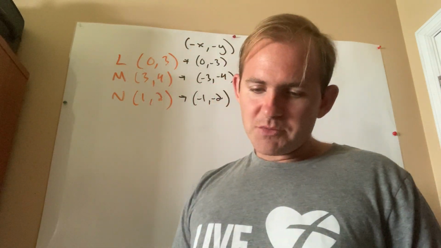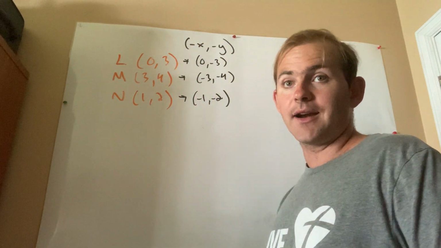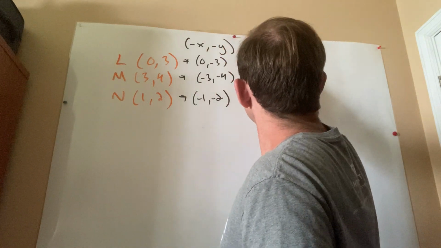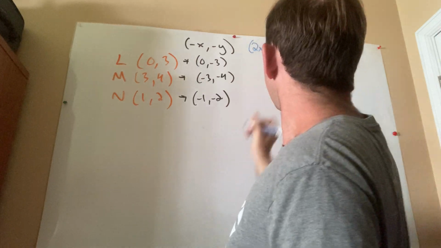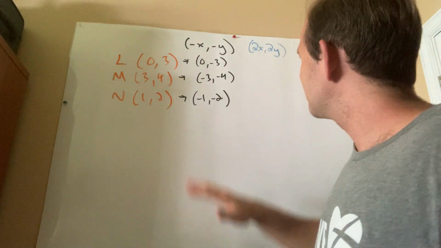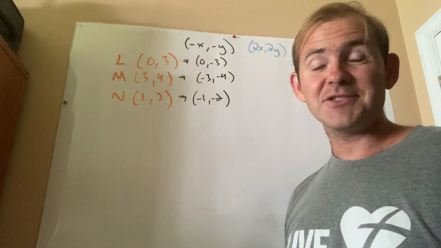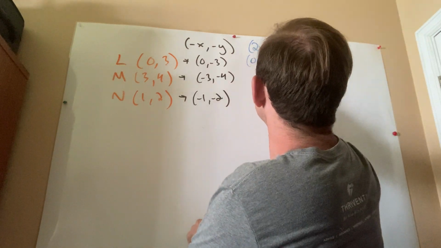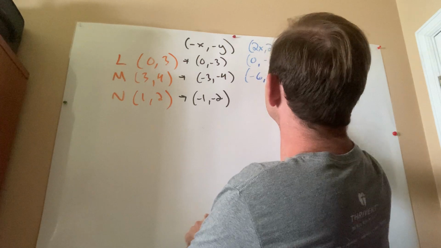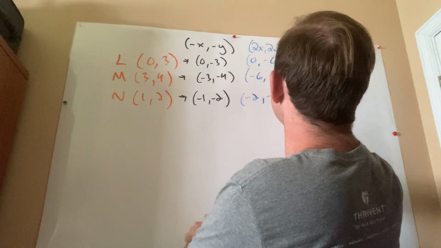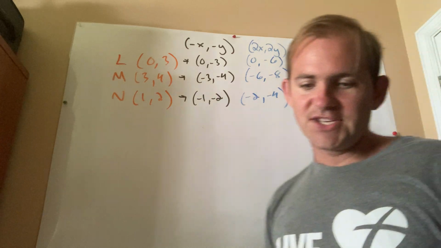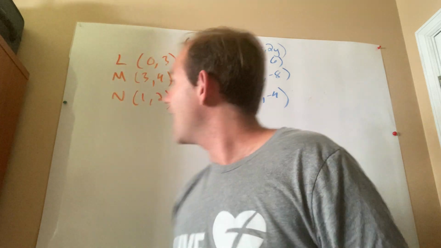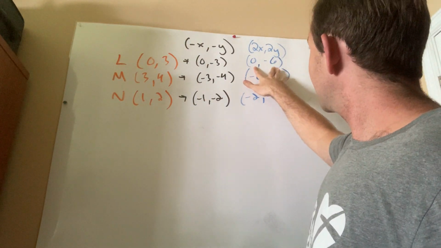Then they asked me to do a dilation with a scale factor of 2 using the origin as the center. That last part's really nice, right? Because since this is the origin, my coordinate rule would just be (2x, 2y). And guess what? What do you think I would multiply each of these coordinates right here by? I would just multiply them by 2. So this is going to become (0, -6). This is (-6, -8). And this is (-2, -4). Bam! Done!